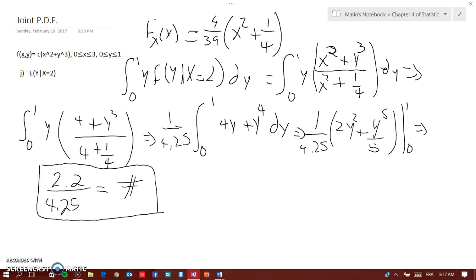After you finish finding the conditional of y given x, finding the expected value is done the same way as before, y times the conditional. But here we say that x is equal to 2, so every time you see an x, you put 2. This is what I did on the second line right here. I substituted 2 for every x that I find.